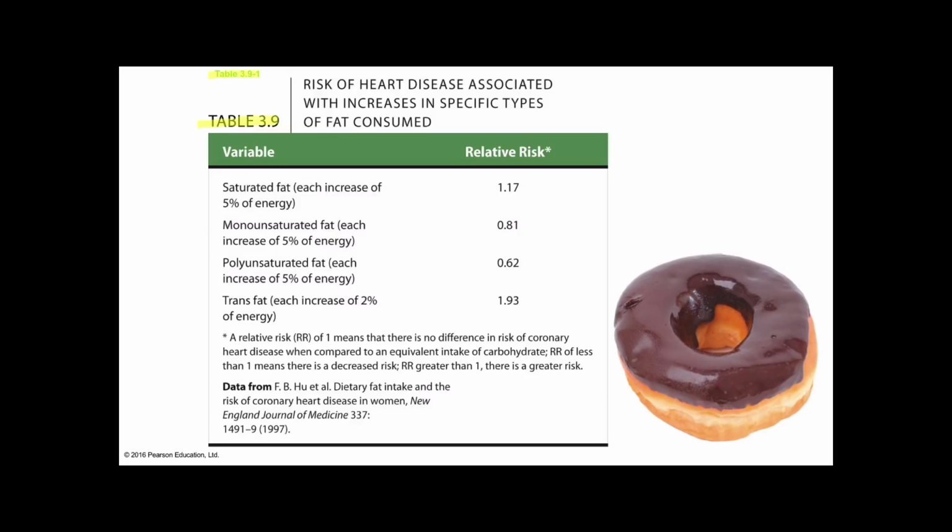You'll find this table in your book, chapter 3, and it shows the risk of developing a heart disease when a person increases their intake of 4 different kinds of fats. So saturated fats, monounsaturated fats, polyunsaturated fats, and trans fats. If they increase it by 5% in all of them except the trans fats 2%, then they will have a risk of developing a heart disease.